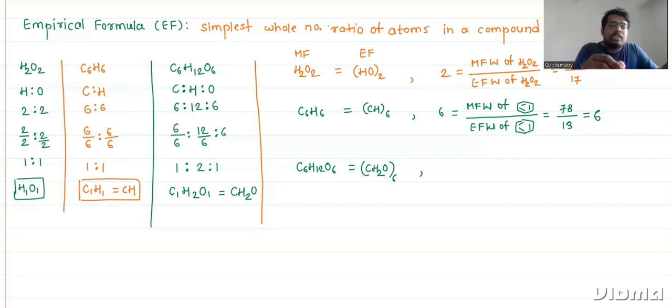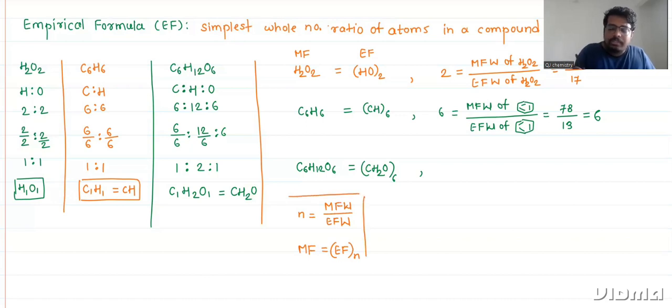So these numbers are nothing but what? Let us denote these numbers, 2, 6, 6, by small n. So small n is equal to the molecular formula weight of the substance divided by the empirical formula weight. And the molecular formula of a compound is equal to the empirical formula into n. So these are the two very important formulas which are related to empirical formula and molecular formula. Now let us solve some examples.